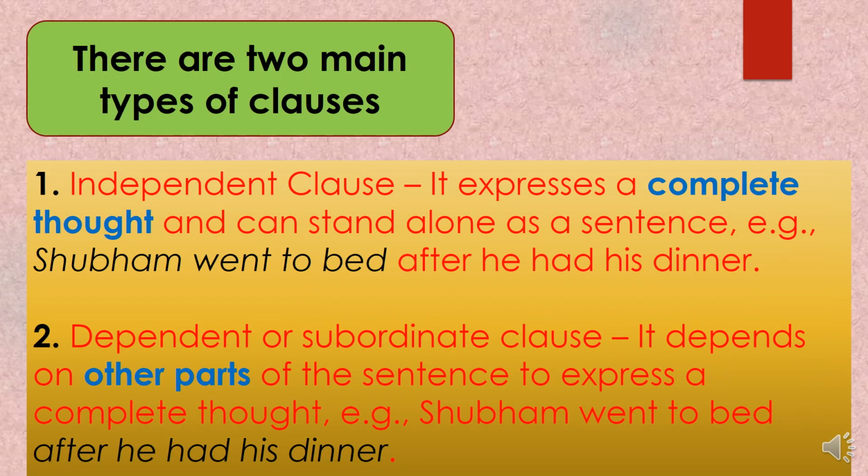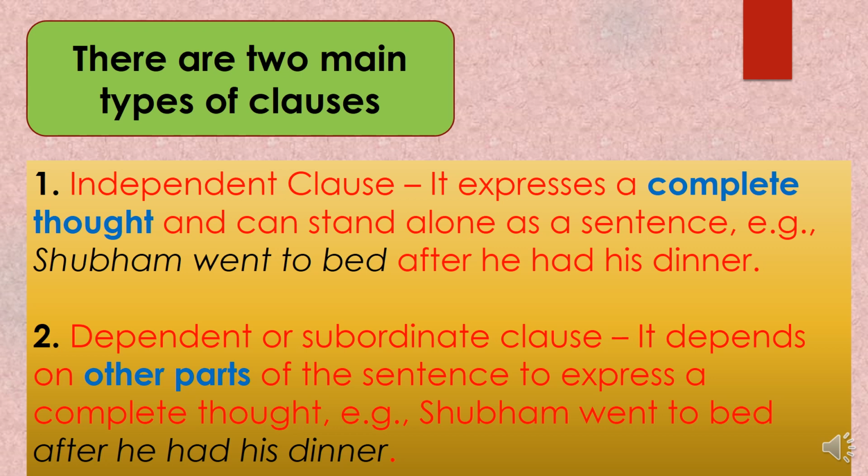Now there are two main types of clauses. First is the independent clause and the second is the dependent or subordinate clause. So what is an independent clause? It expresses a complete thought and can stand alone as a sentence. I have told you that clauses are sentences but not complete sentences. So the independent clause acts as a sentence, expresses a complete thought, and can stand alone as a sentence.